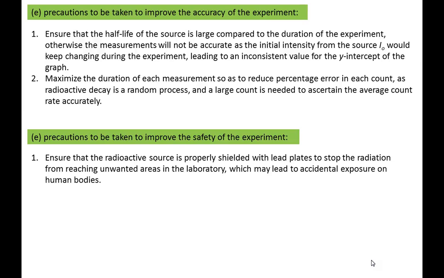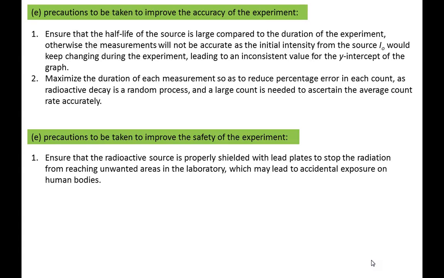And of course, as far as possible, you lengthen the time taken for each measurement. If the time taken is too short, let's say 10 seconds, then the count will be very small and you can't have accuracy, because it's a random process. So I hope you understand this part.